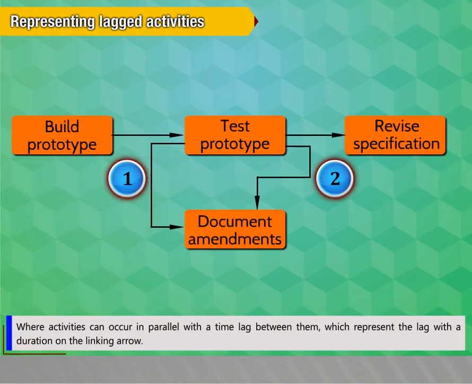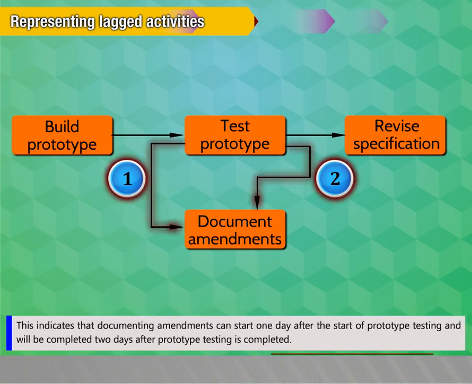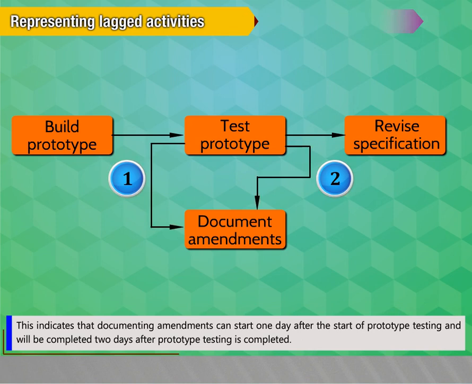Where activities can occur in parallel with a time lag between them, we represent the lag with the duration on the linking arrow as shown. This indicates that documenting amendments can start one day after the start of prototype testing and will be completed 2 days after prototype testing is completed.